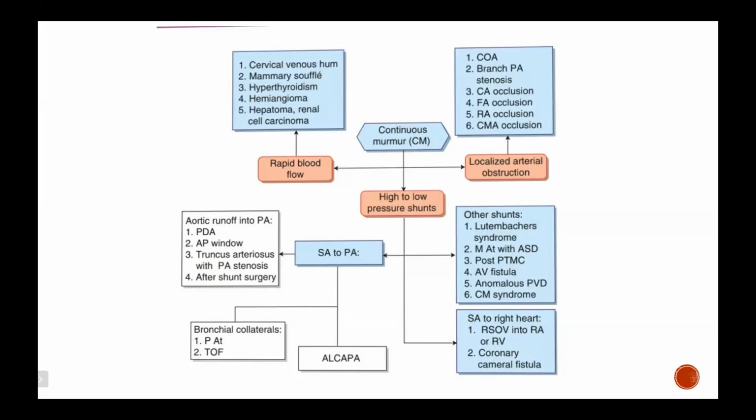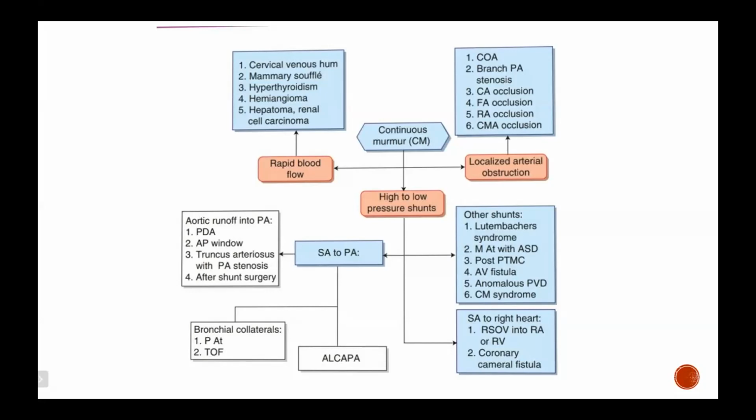Or it can be because of anomalous left coronary artery arising from pulmonary artery, or it can be because of other conditions like Lutembacher syndrome, where you have ASD along with mitral stenosis. Because of the mitral stenosis, blood will not be able to enter the left ventricle. Rather, all the blood from the left atrium through the ASD will enter the right atrium.